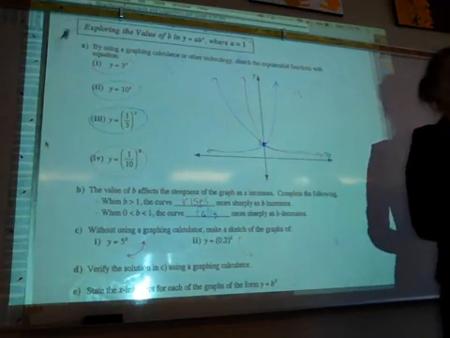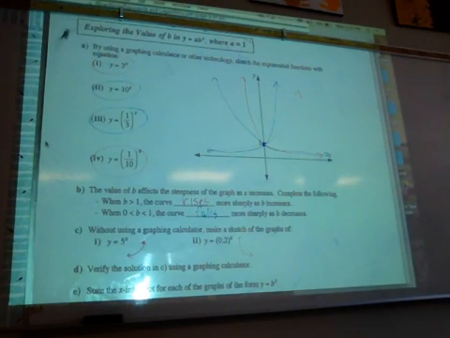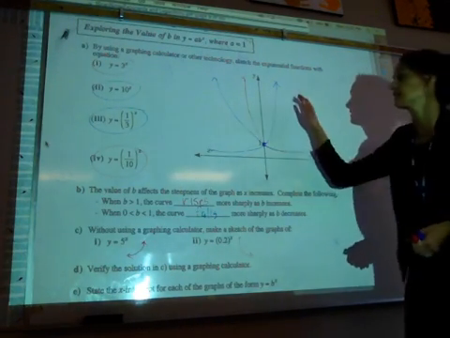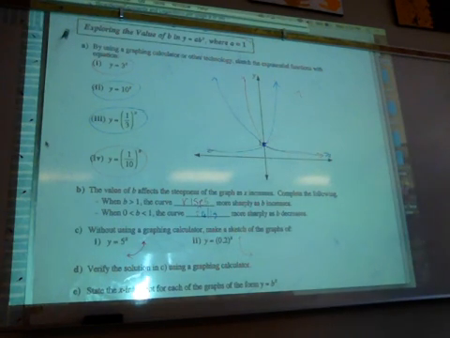Part E, it's asking about the x-intercepts. Do we have any? Is it crossing that x-axis? No. Okay, so no x-intercepts.